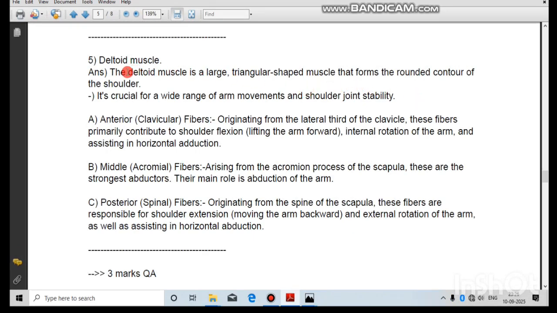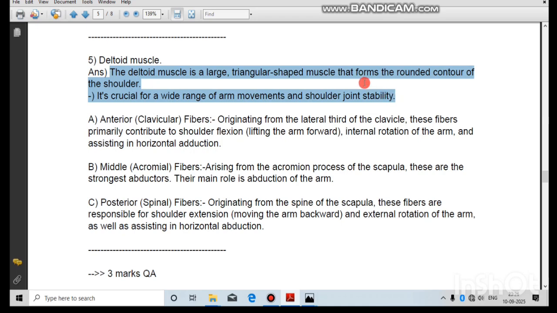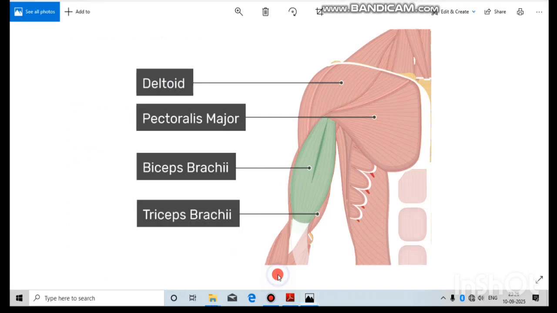Students, the next answer is the deltoid muscle. The deltoid muscle is a large triangular shaped muscle that forms the rounded contour of the shoulder. It's crucial for a wide range of arm movements and shoulder joint stability. As you can see here, this part is known as the deltoid muscle, which is attached to our shoulder. There are many fibers coming together to form this deltoid muscle.